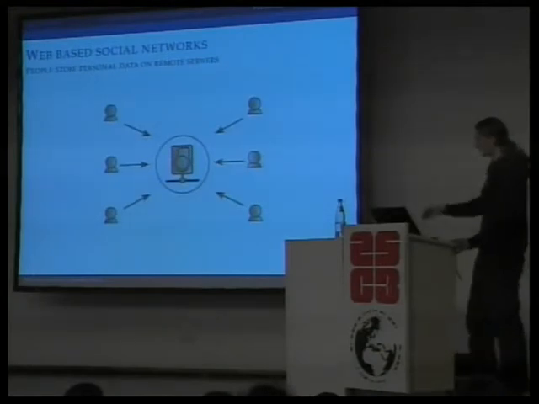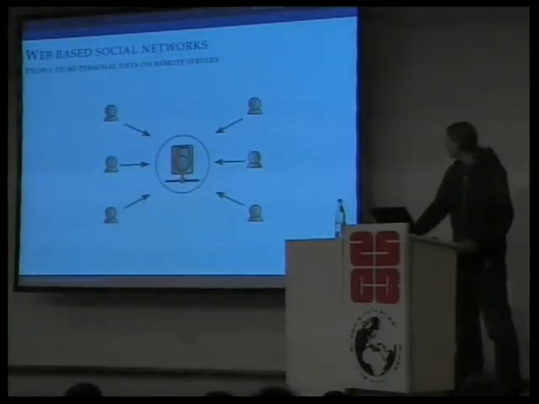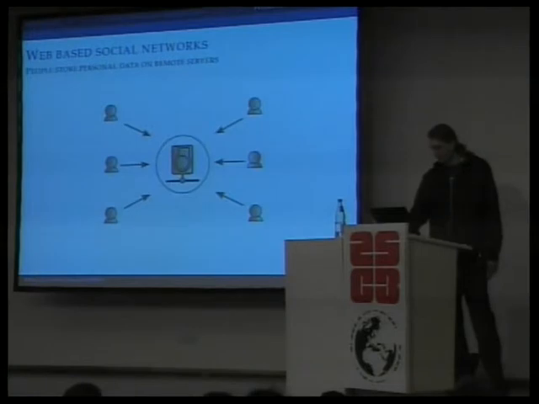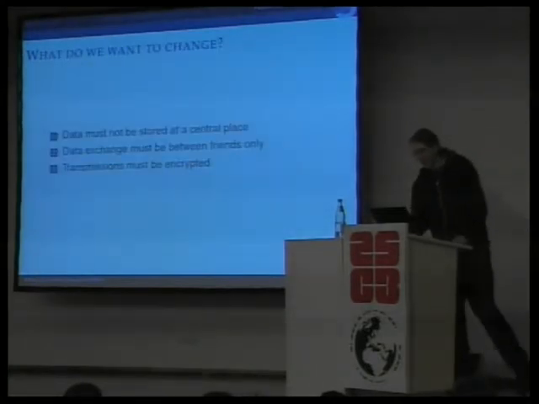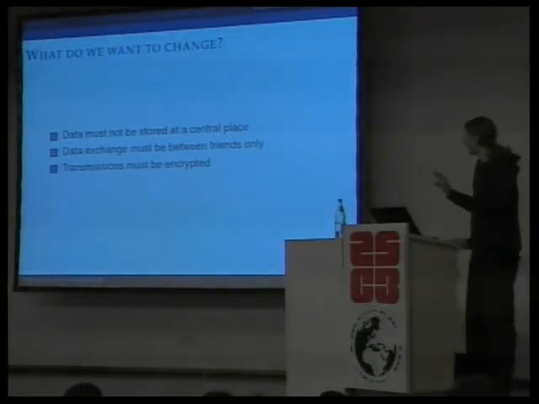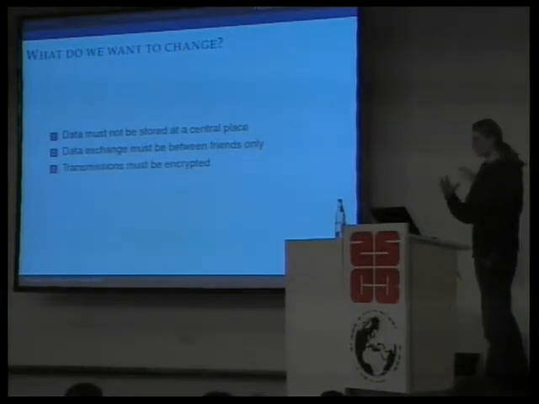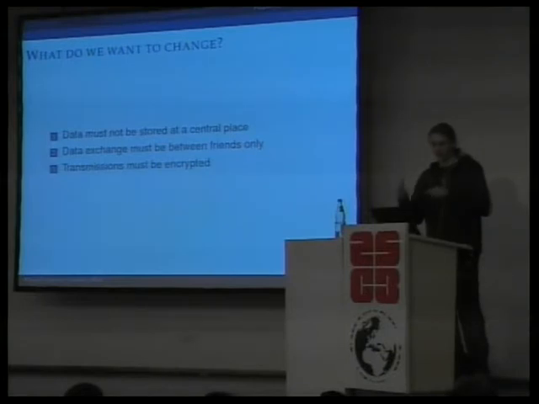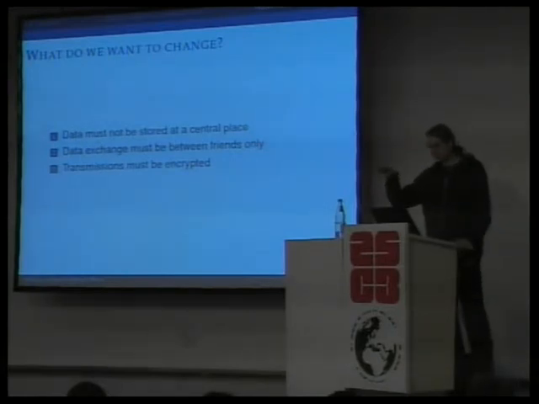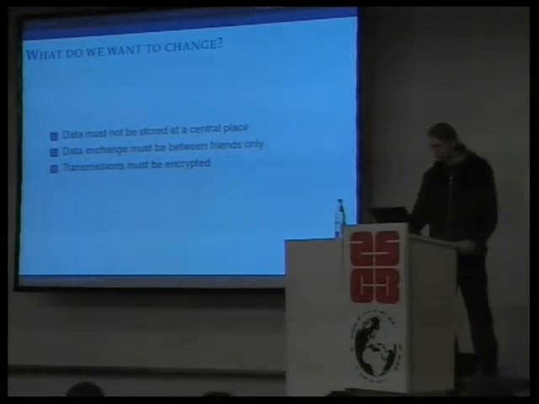And as you may think, this is based on XMPP. So here's, again, just a picture. I will compare it to another one later. About social networks which have a central server, every person can store the data on it. And that's a problem there. We have a central place, which we don't want to have. But we want that data exchange is only between friends. So there is no party in between to store the data or to provide an API or whatever. And of course, all transmissions must be encrypted.